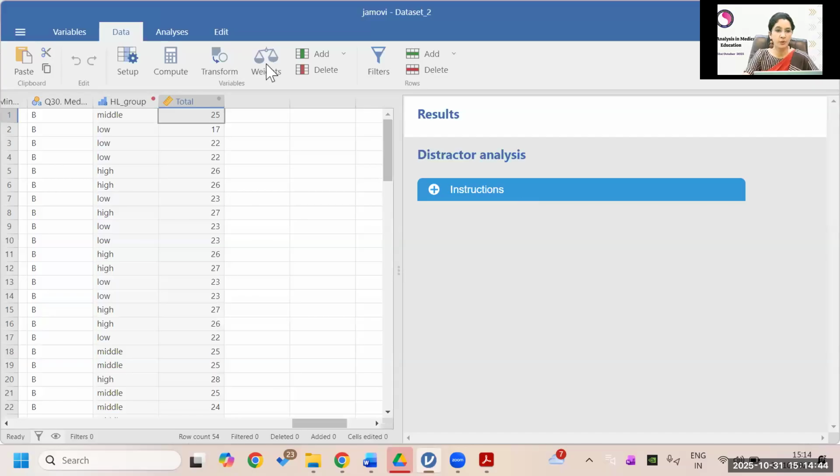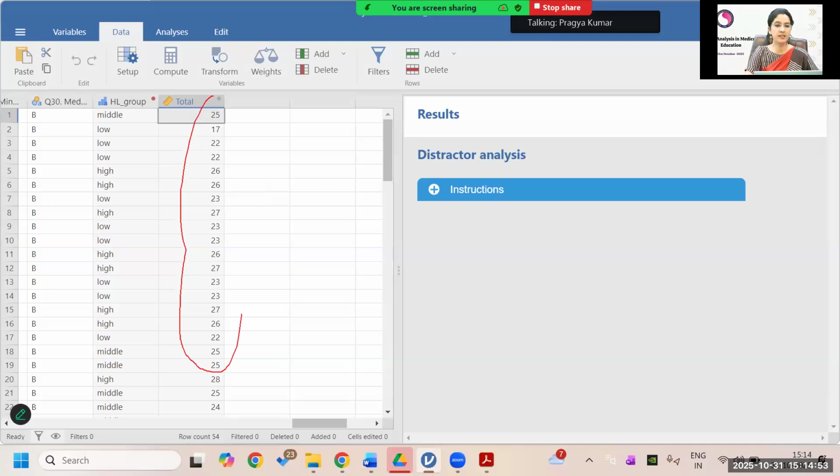So now you go to this. This is the total score. In the analysis, I have clicked the total and this is the total score. Based on this total score, it divides the score into three sections: the upper 27%, the lower 27%, and the middle 46%. Okay.